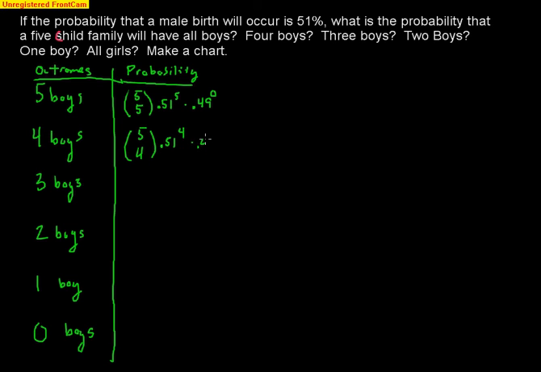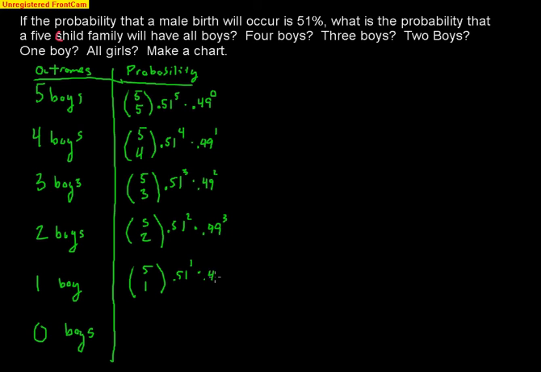Or we could do 5 choose 3. This would be 0.51 to the 3rd for the 3 boys, 0.49 to the 2nd for the 2 girls. 5 choose 2. This would be 0.51 to the 2nd, times 0.49 to the 3rd for the 3 girls. And we have 5 choose 1, 1 boy, so that'd be 0.51 to the 1st for the 1 boy, 0.49 to the 4th for the 4 girls, and then finally 5 choose no boys, so that'd be absolutely no boys, 0.51 to the 0, no boys, 0.49 to the 5th for all girls.